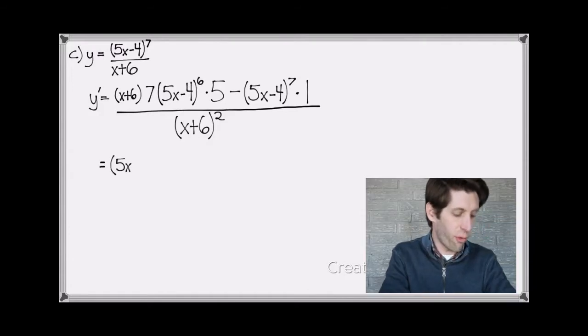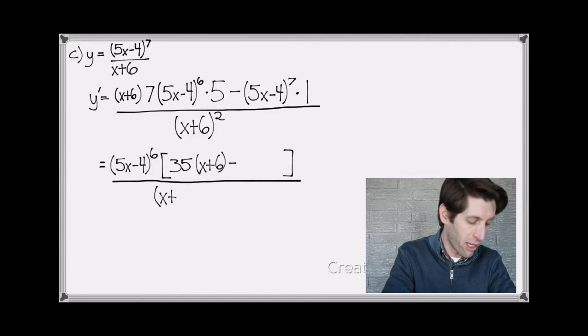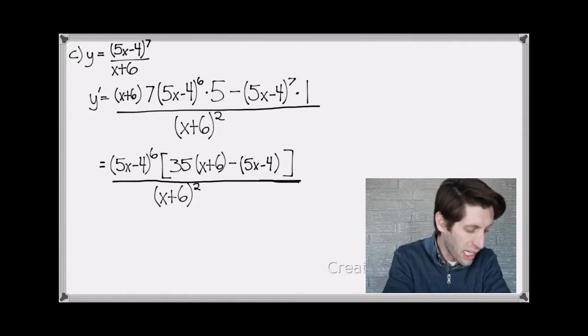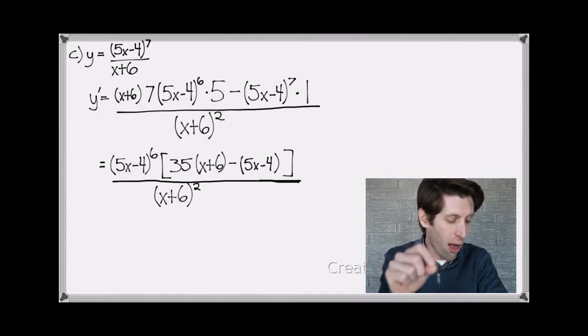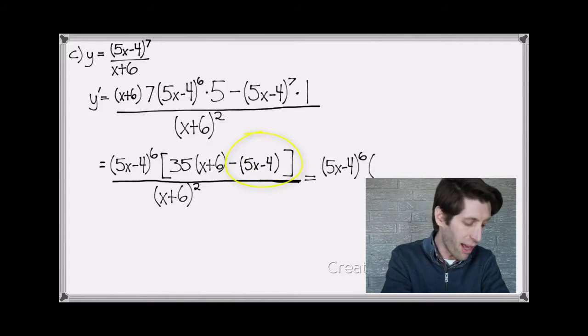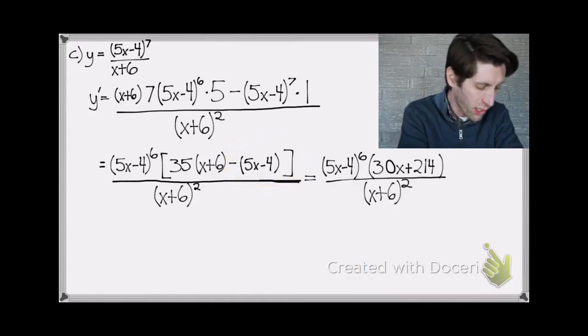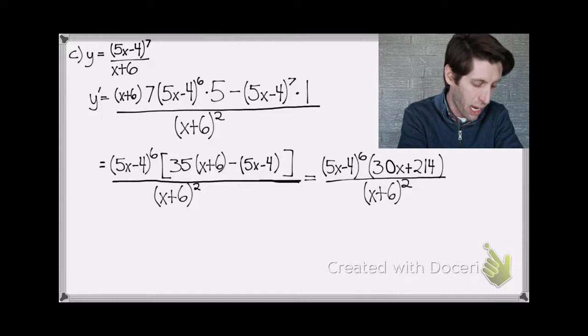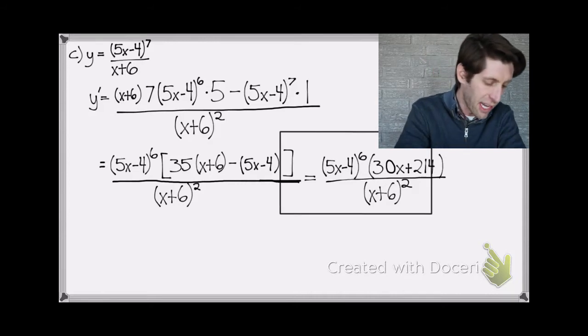What we're going to do next is factor out a quantity 5x minus 4 quantity to the 6th power. And what that leaves in the bracketed term is 35, which is the 7 times the 5, times the quantity x plus 6. And then we have one more copy of that 5x minus 4 left over in that second term. So we get minus quantity 5x minus 4. And when we simplify what's in that bracketed term, what we end up with is quantity 5x minus 4 to the 6th power times quantity 30x plus 214, all divided by x plus 6 quantity squared. This is about as simple as it gets, and that's our final answer.